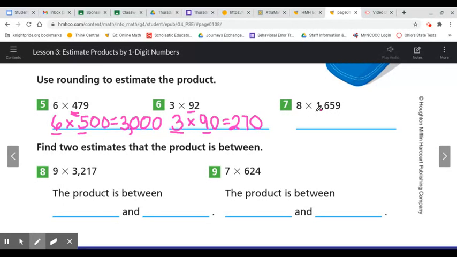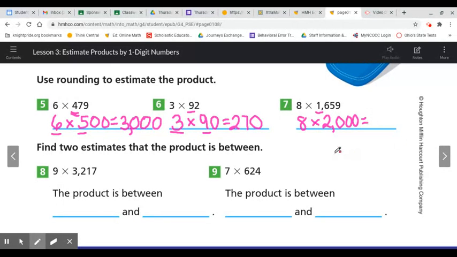1,659. Let's round to the highest place value, so we're going to round to the thousands place. Our 8 will stay the same. We have a 1 in the thousands place. Next door to it is a 6. That 6 means we're going to round up. So our 1 is rounded to a 2. Replace the other digits with zeros for your rounded number to be 2,000.